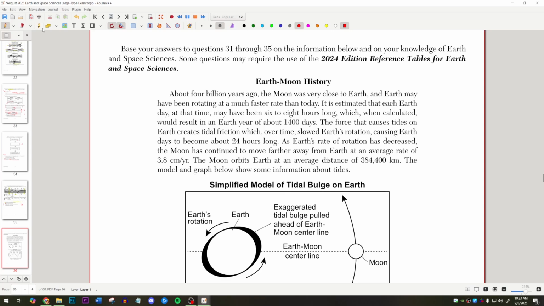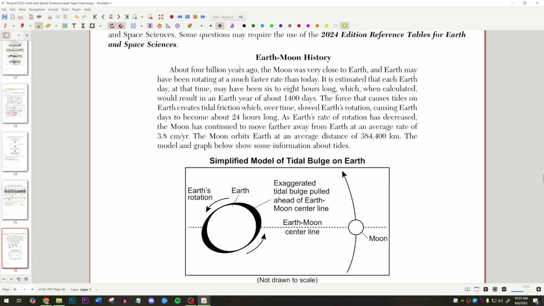There's a lot of astronomy on this one. All right, Earth, Moon history. About 4 billion years ago, the moon was very close to Earth. The Earth may have been rotating at a much faster rate than today. It's estimated that each Earth day may have been 6 to 8 hours long, which, when calculated, would result in a year of 1,400 days.